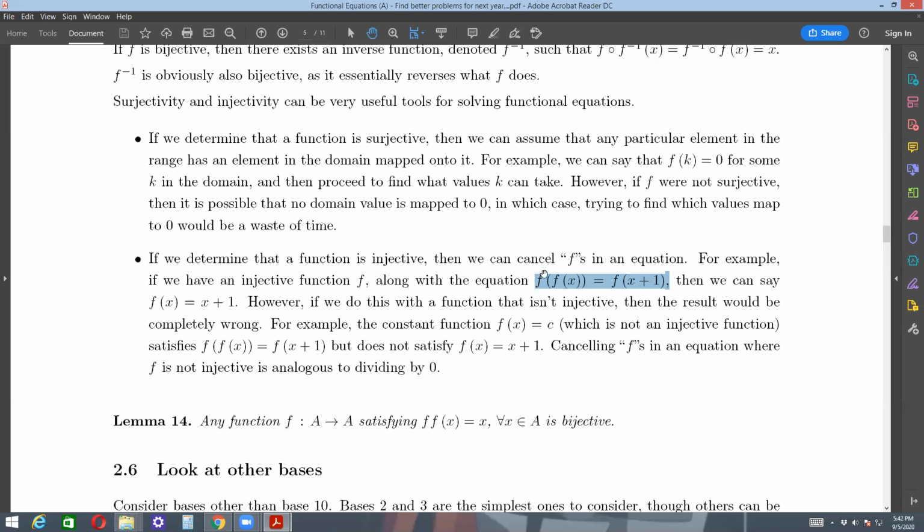necessarily injective, then you cannot cancel the f's. You can only cancel this f with this f if you know the function is injective. That's important. If it's injective, then we can cancel one of the f's and say f of x is equal to x plus 1. And that's a solution. However, if it isn't necessarily injective, then your answer will be wrong, because, for example, f of x equal to c also satisfies this. If f of x is c, you'll get a constant here and the same constant there, so they're equal. This is not injective, which is why you didn't get that answer when you cancel the f's. So when you cancel f's, you're actually eliminating solutions. So be careful with that.